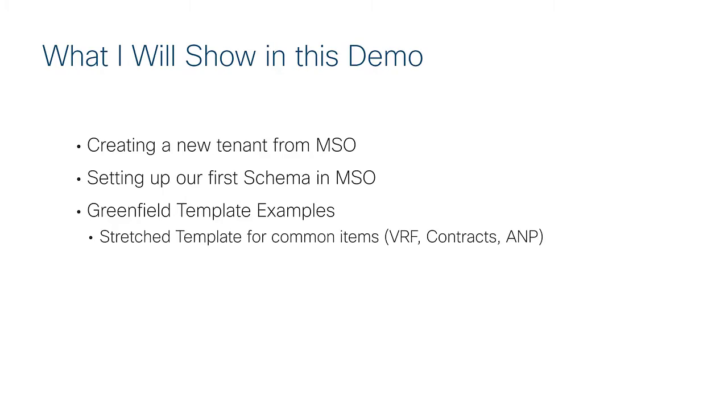We'll start out with a stretch template that is going to hold all of the common items that will live equally across both sites. These are things like VRFs, contracts, and application profiles. Then I'll build a few more templates, one per site, and this is going to hold all of the items that are unique and specific to a given site. And these are things like bridge domains and EPGs in my example.